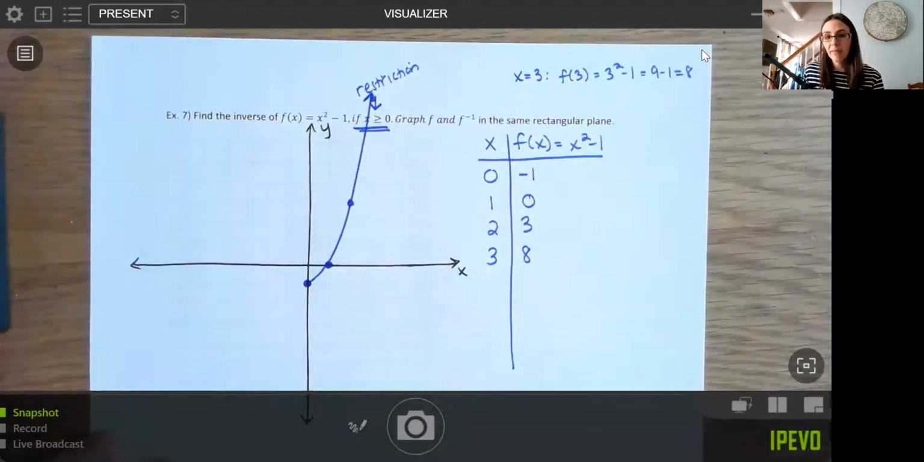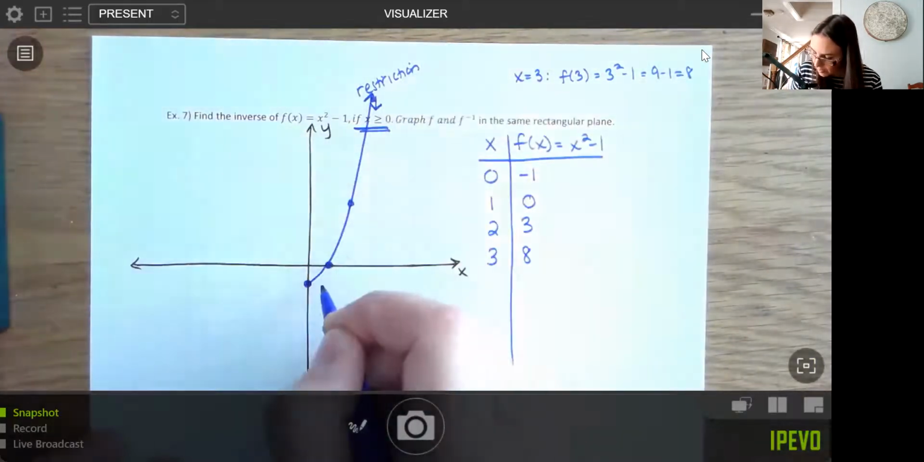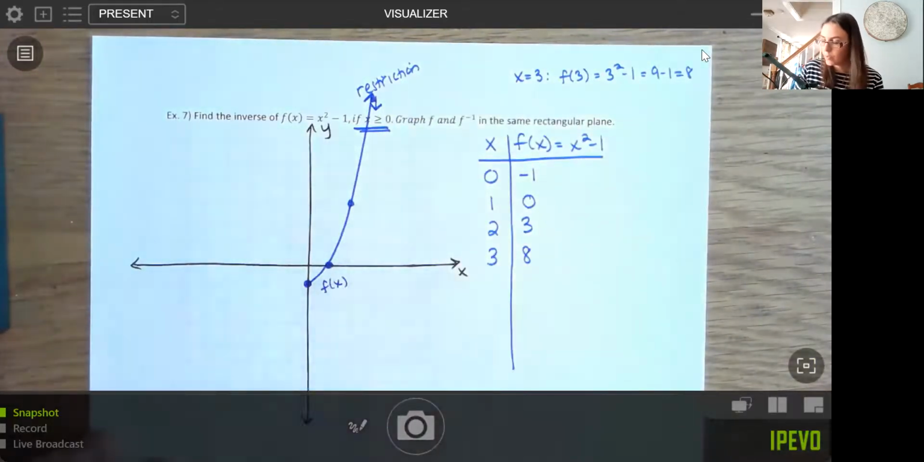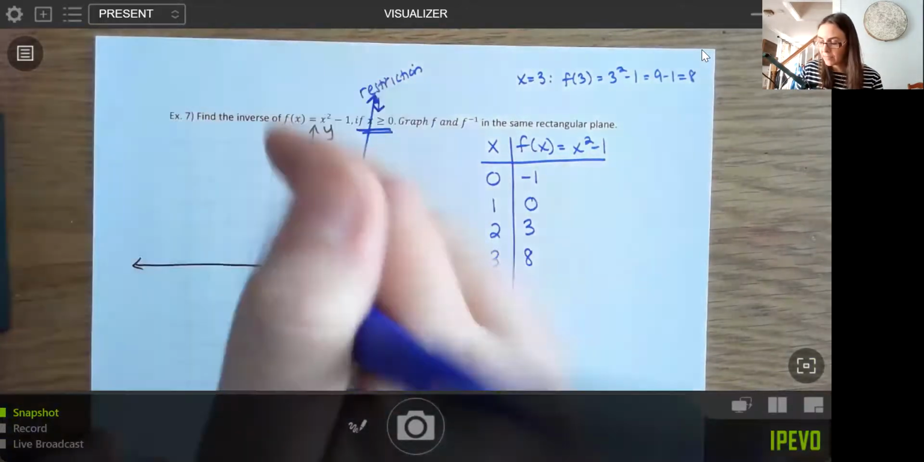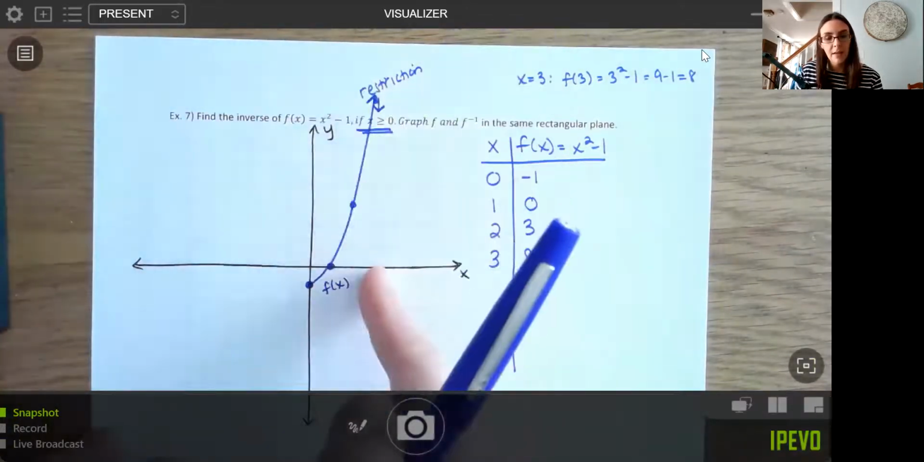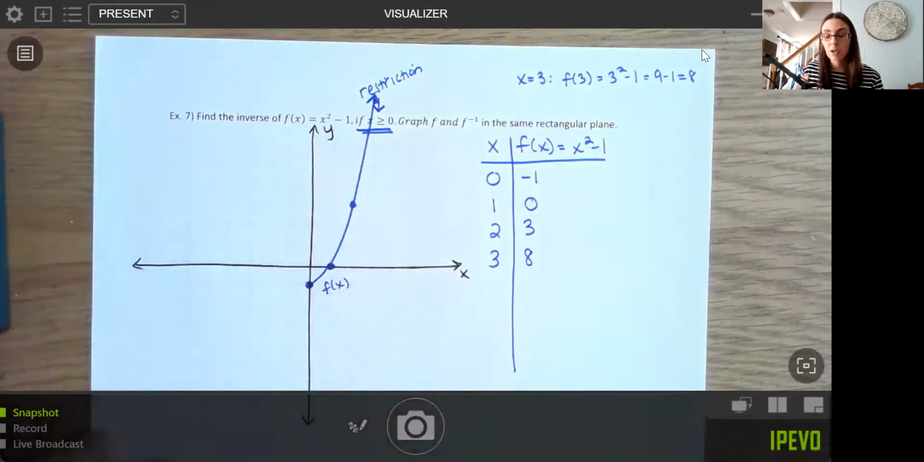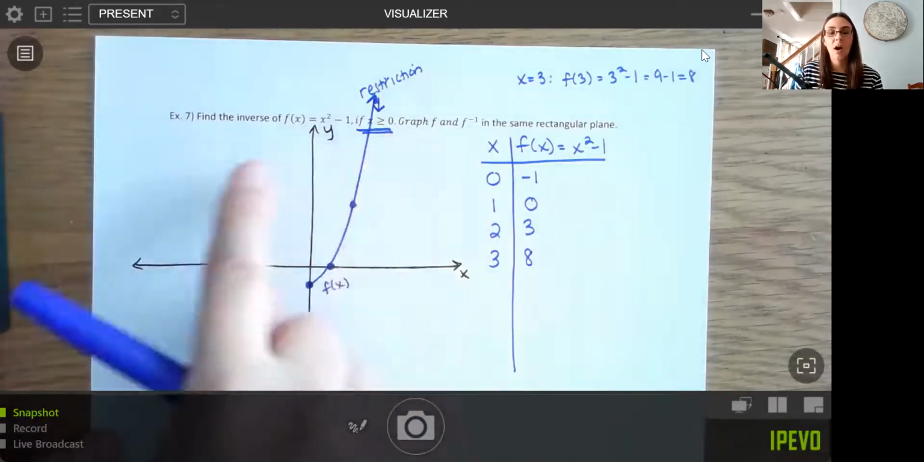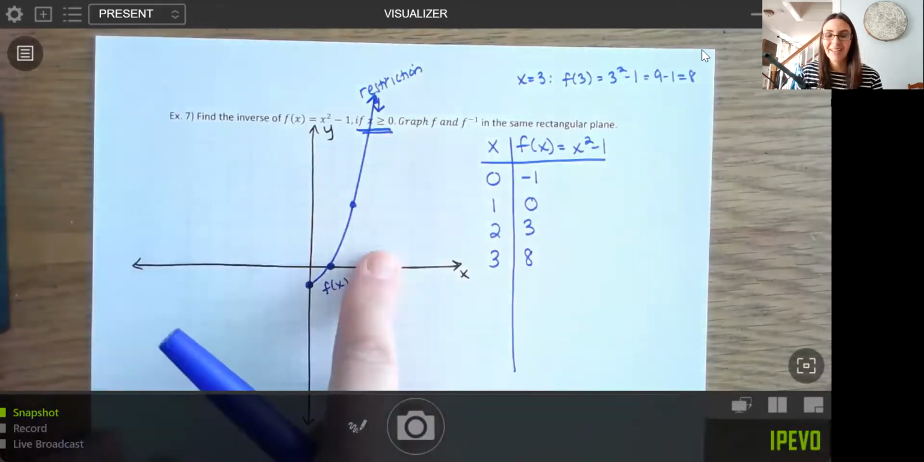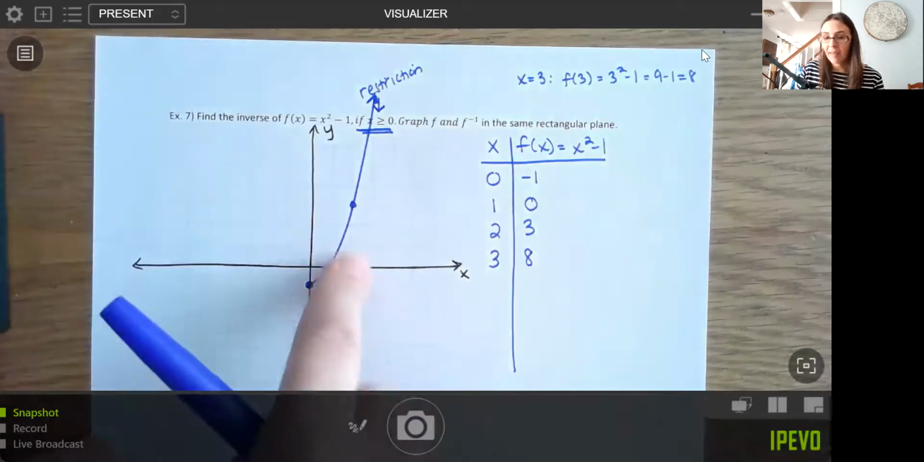Now notice that I don't have the entire function. Because there's a restriction here, I only have the right side of that function, right? I'm only using 0 or positive values. So if I graph this, I see it as a function. It passes the vertical line test. But now because I have the restriction, it also passes the horizontal line test now. So this is different because I have that restriction.